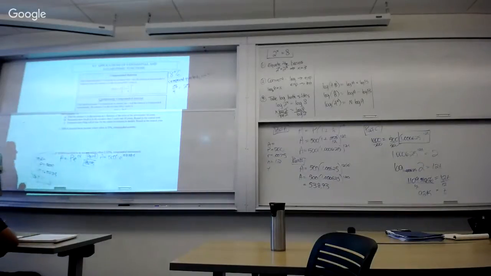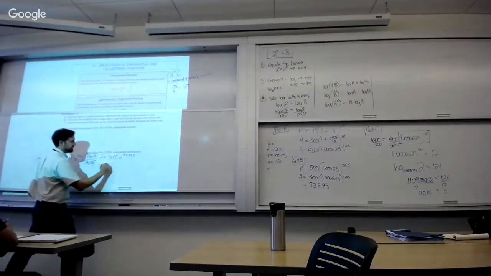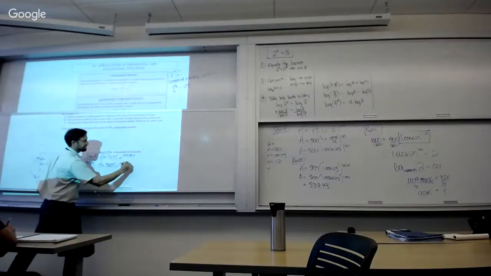Okay, what's part B? It says determine how much is in the account after 5 years and 10 years. So you can do both of those problems. So A equals 5,000 e to the 0.02125 times 5.